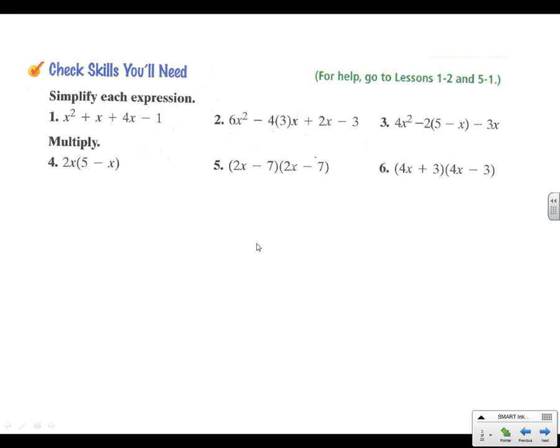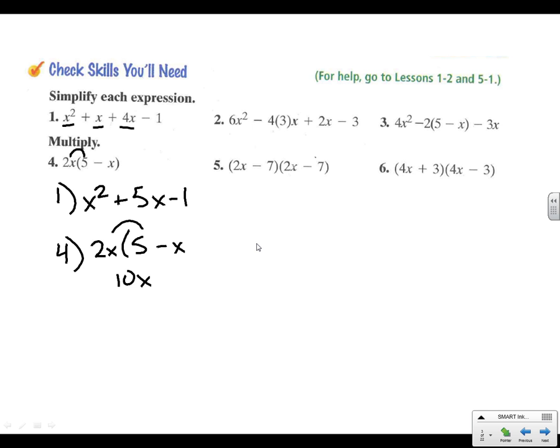Simplify each expression. Let me do 1, you do 2 and 3. So number 1, I see x squared, but I don't see any other x squareds. I see x and 4x, so let's combine our like terms, and then minus 1 on its own. Number 4, 2x is going to distribute. You guys can do this. 2x times the 5 is 10x. And then don't forget to distribute that negative in there, negative 2x squared.